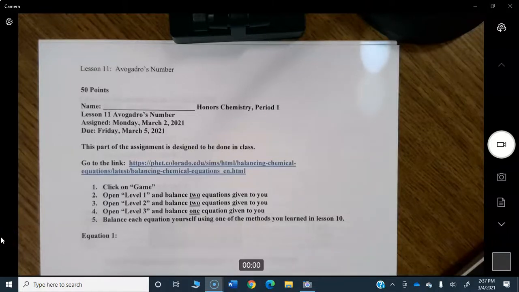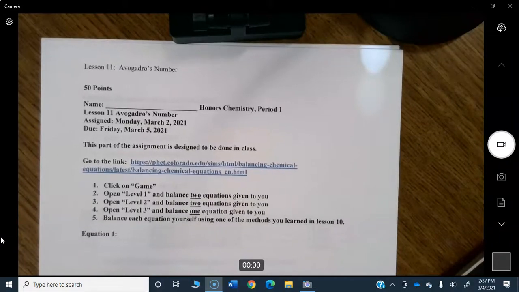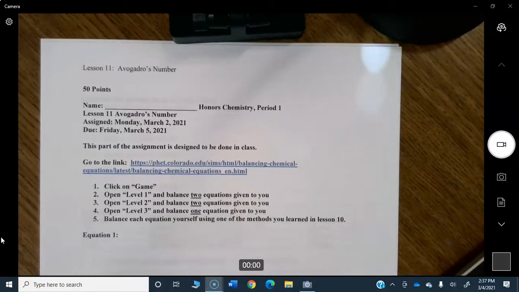Great, Honors Chemistry. This is lesson 11 on Avogadro's number. So we're going to learn about what a mole is and why it's used, and how it allows us to do actual chemistry in a lab as opposed to just on paper.